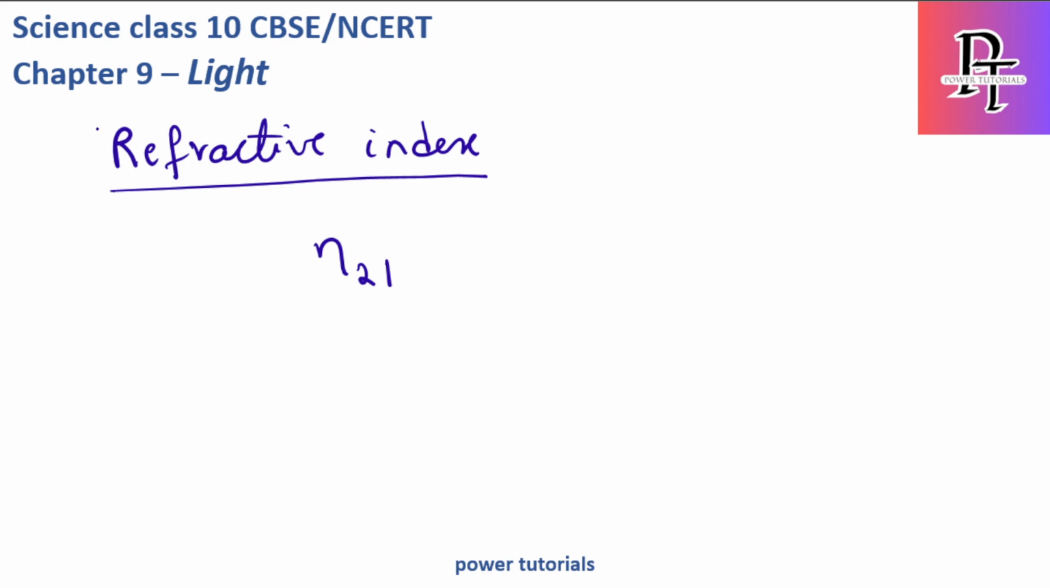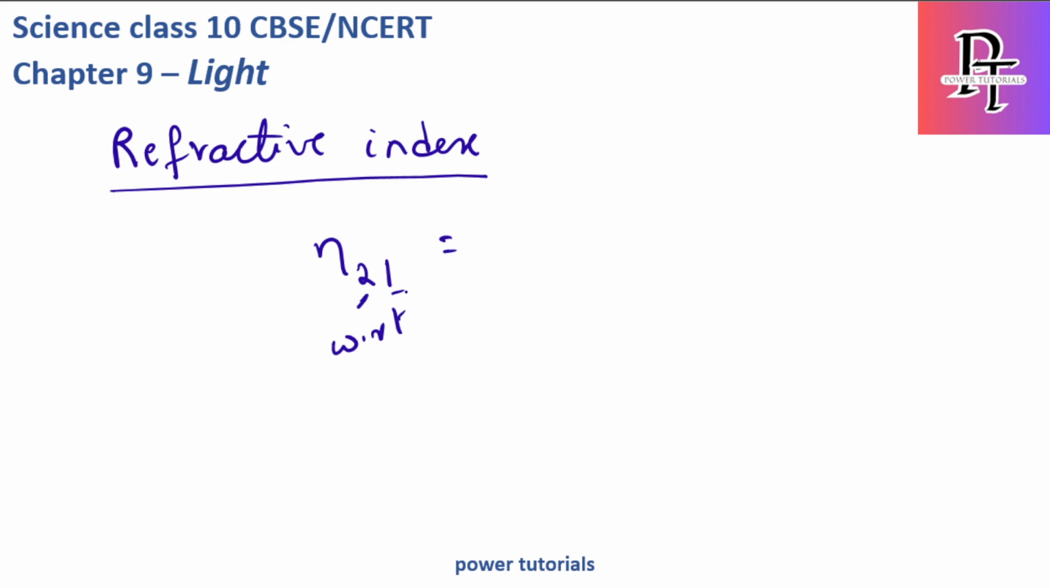We just talked about how refraction is happening. It is happening because of the change in velocity of light from one medium to another medium. In the same way, if we talk about refractive index, meaning the refractive index of 2 with respect to 1, it's a relative quantity. Why is it a relative quantity? Because we have to give the refractive index based upon one medium with respect to another medium. That way it is a relative quantity.